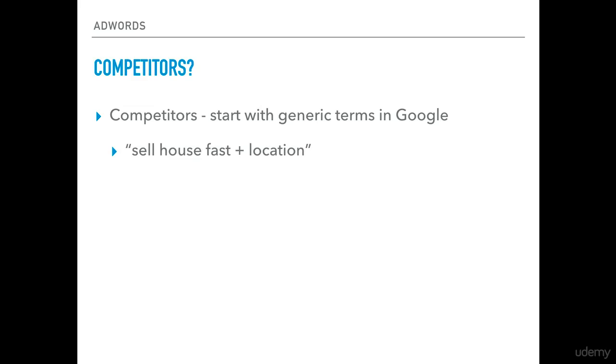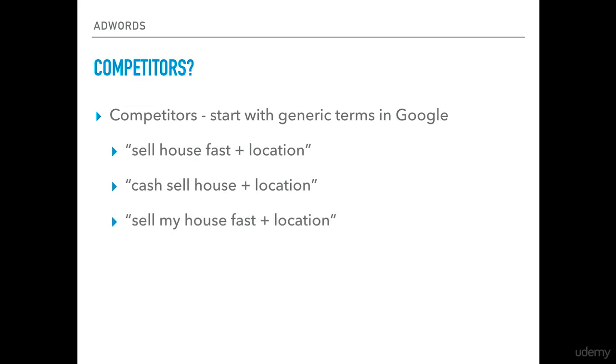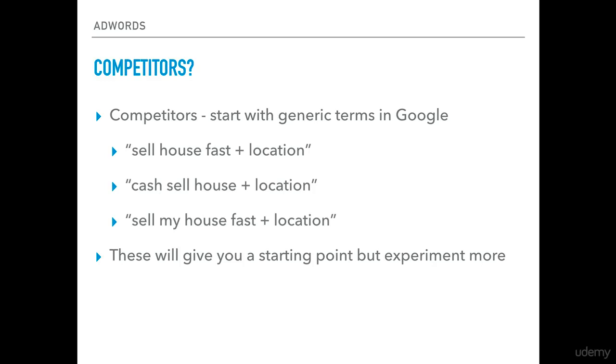So first up, how do you know who your competitors are? Simplest way is to go into Google and start with generic terms. So things like sell house fast London, or cash sell house Birmingham, or sell my house fast Doncaster. We would just put the name of our location with these kind of generic terms into Google. These are going to give you a starting point, but we're going to use these to find more in the next step. For right now, I just want you to copy down the top websites that appear in your location for these kind of very general search terms.